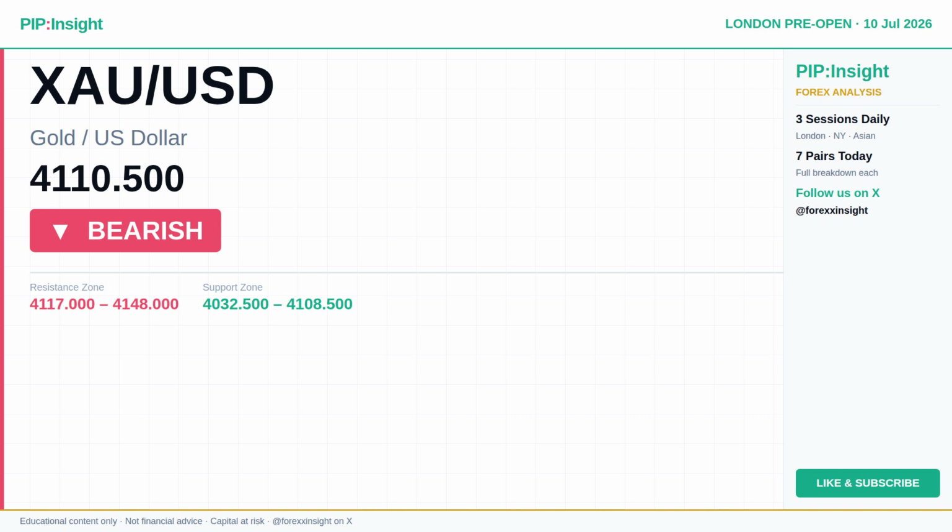So heading into the session, the levels to watch are clear: $4,117 to $4,130 as the resistance band above, and $4,108 followed by $4,095 as the key support levels to monitor below.